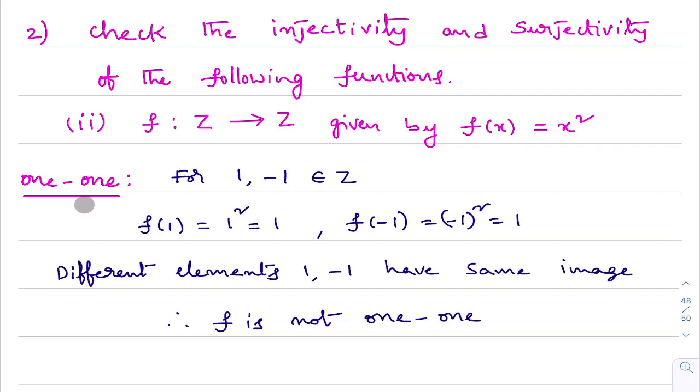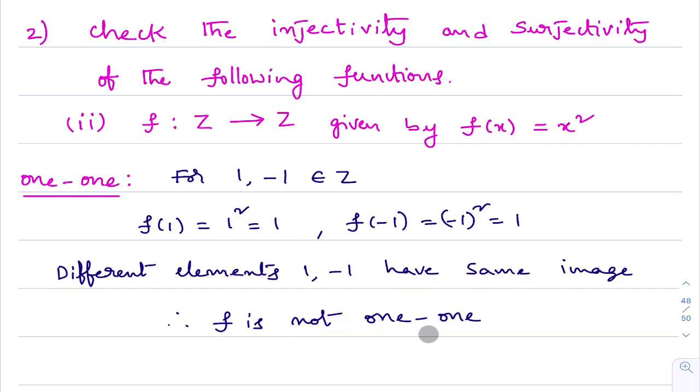When it is 1-1, you have to write the answer very carefully, as we did in the first bit. See, as this is not 1-1, I'll write the answer like this. 1 and minus 1, both are integers. When I calculate f of 1 and f of minus 1, I am getting the same value. It tells you that the different elements 1 and minus 1 have the same image. As they have the same image, I can say that therefore f is not 1-1.